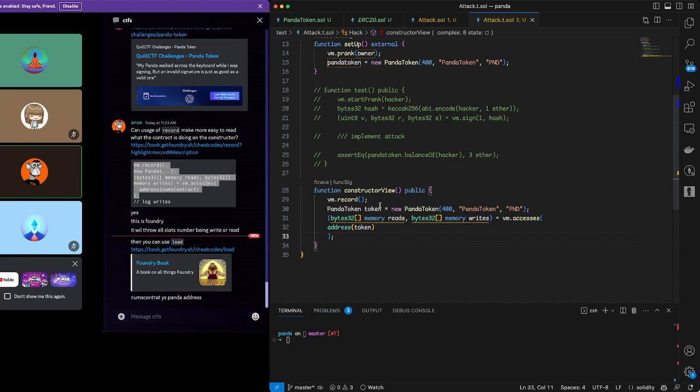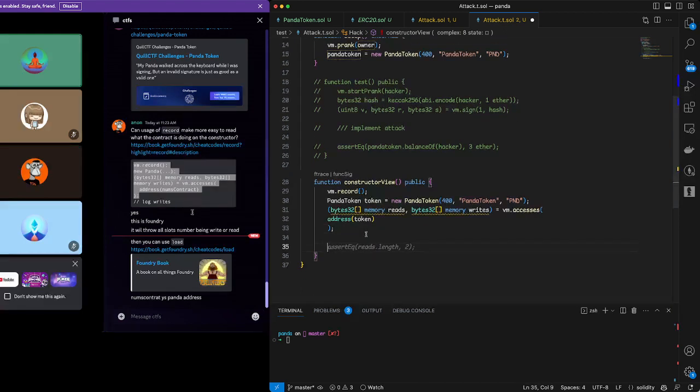To just console log all the writes and what's inside on that slot. Got it. Okay. So this might be helpful if you already have some intuition of what's doing in the constructor and you want to confirm it. You could use this. Cool. Yeah, that's good to know.